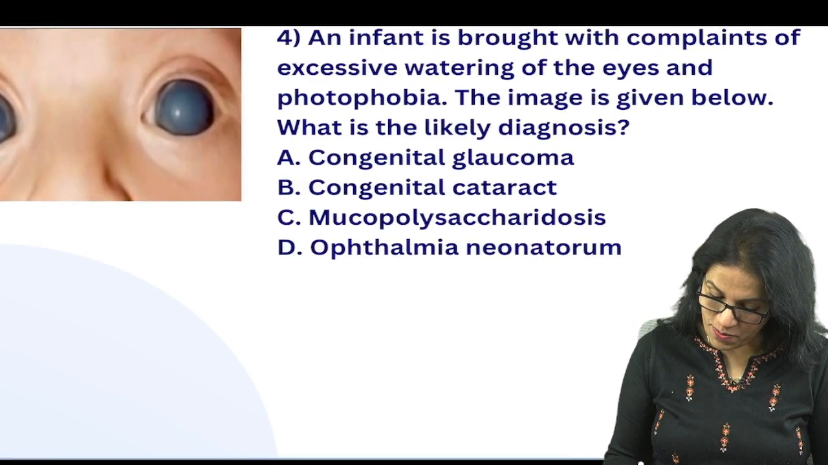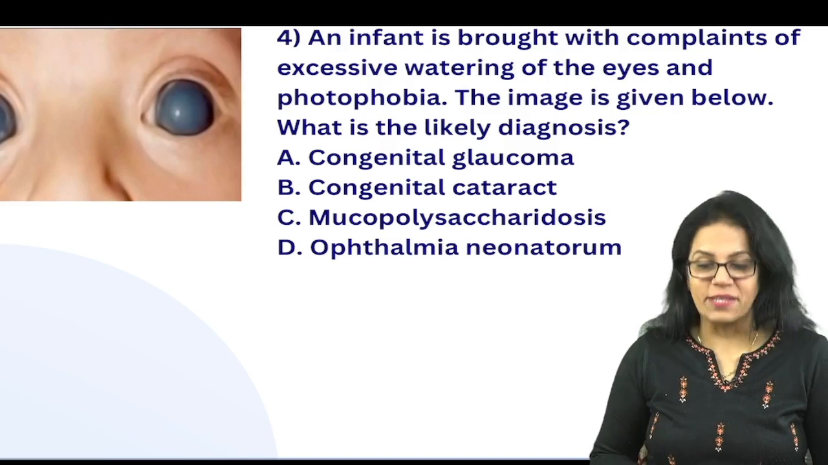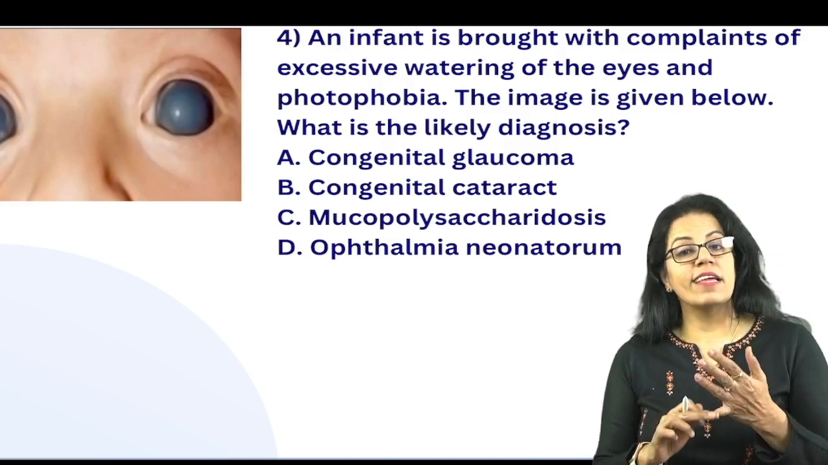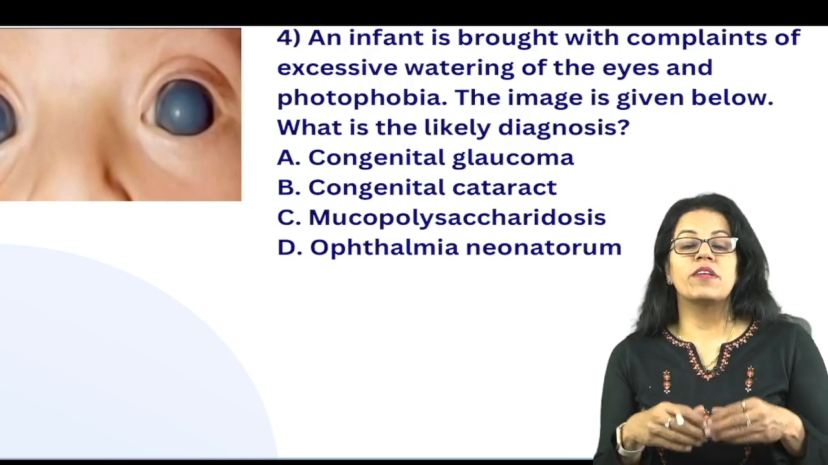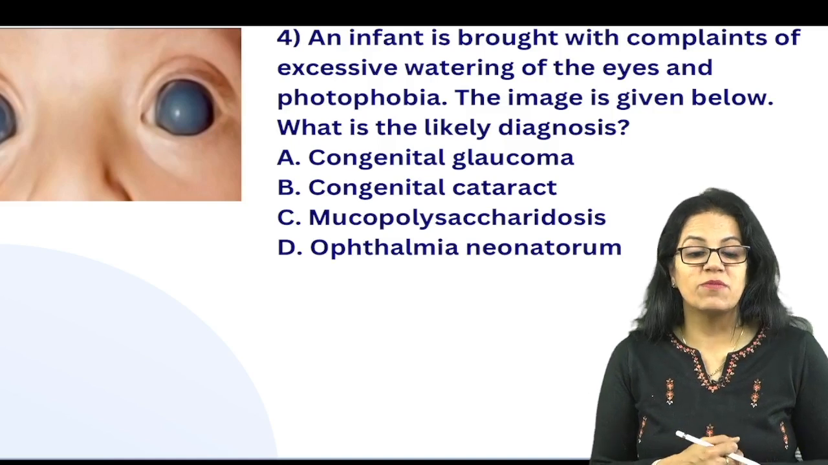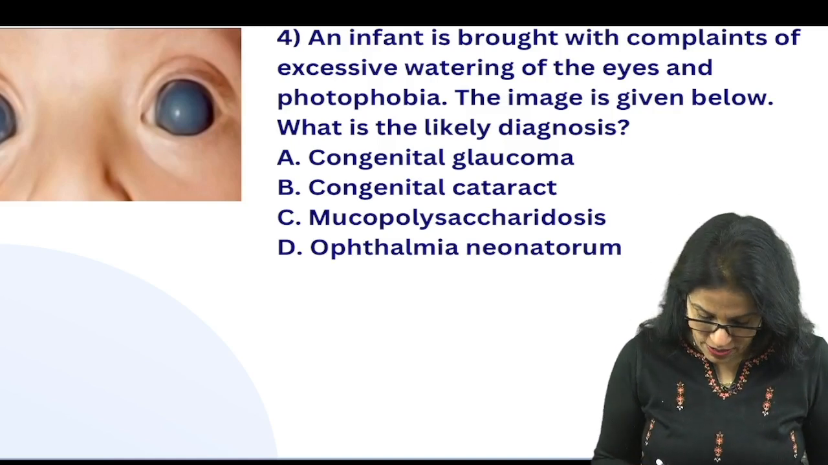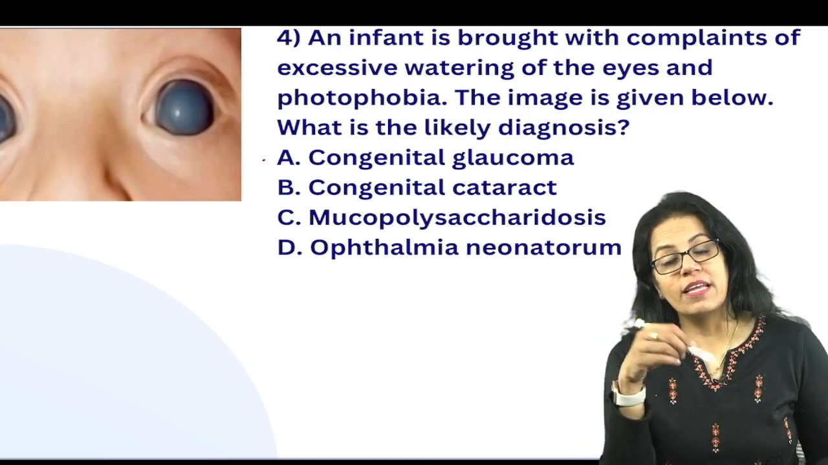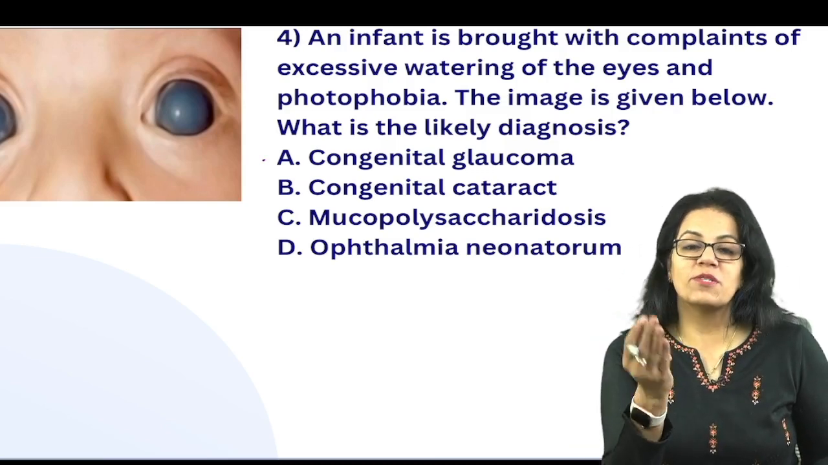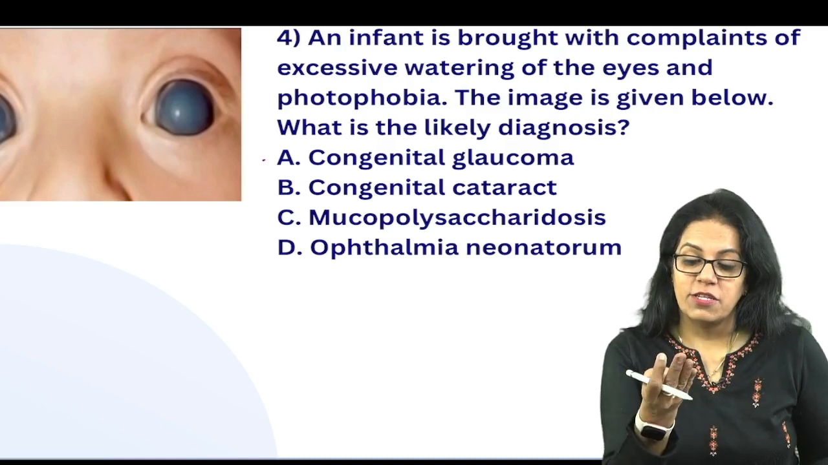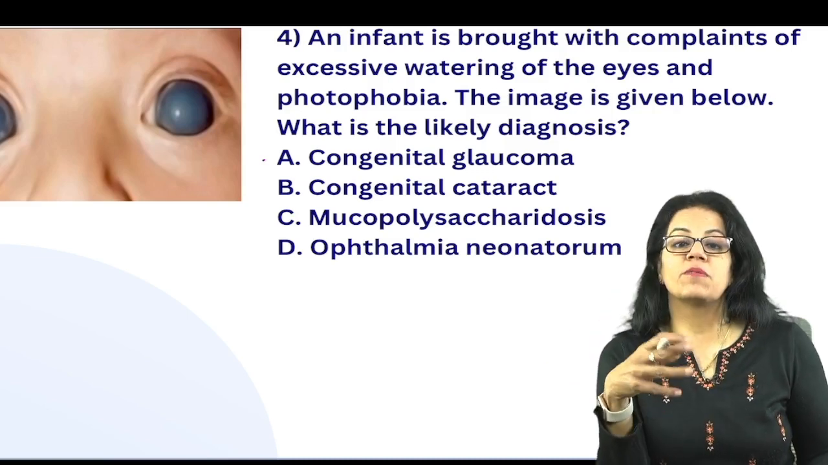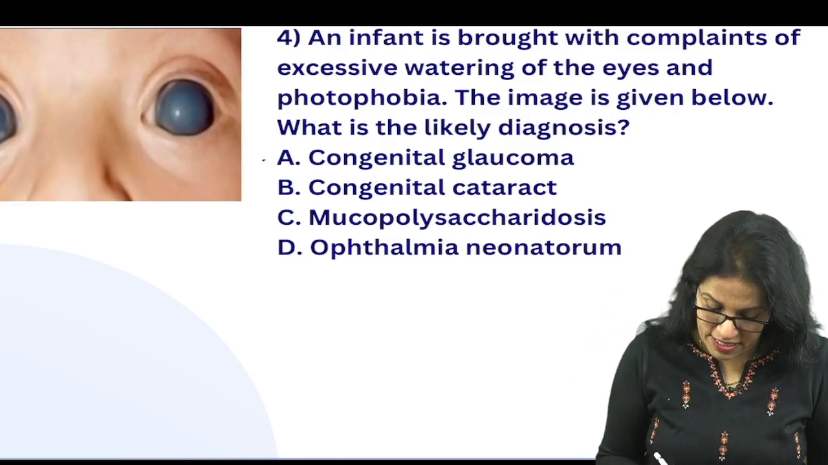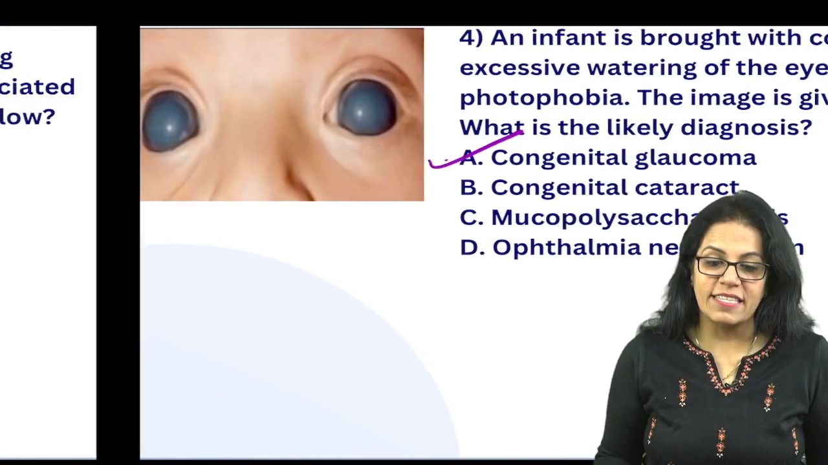Let me read it. An infant is brought with the complaints of excessive watering of the eyes and photophobia. Image is given below. What is the likely diagnosis? Child with watering, photophobia. What are the things you have to keep in mind? Of course, congenital glaucoma. Watering could also be due to a nasolacrimal duct obstruction. So we have to look at the causes. Another cause of watering in this age group is ophthalmia neonatorum, right? But this type of picture with buphthalmos, hazy cornea, this has to be congenital glaucoma. So our answer would be congenital glaucoma.